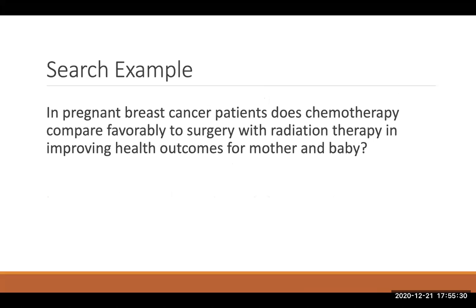As you'll recall, in our previous videos, we identified the following search as relevant to our clinical scenario. In pregnant breast cancer patients, does chemotherapy compare favorably to surgery with radiation therapy in improving health outcomes for mother and baby? Using our PICO model, we identified 5 parts to that question: breast cancer and pregnancy, which represent the patient or population, chemotherapy, the intervention, surgery with radiation therapy, the comparison, and outcome for mother and baby. Let's go into PubMed to see what we can find on this topic.